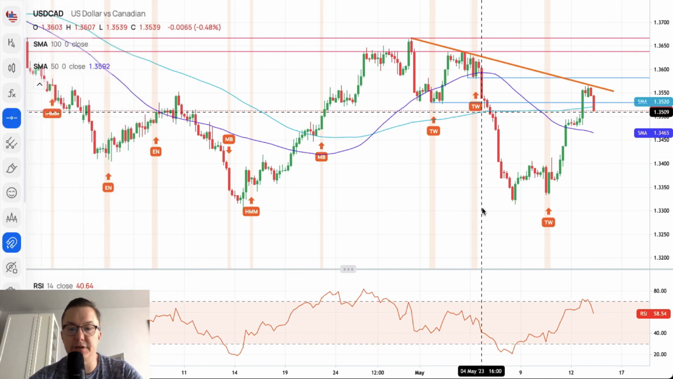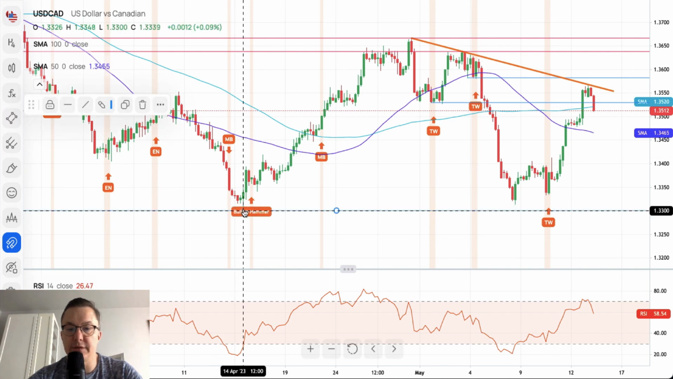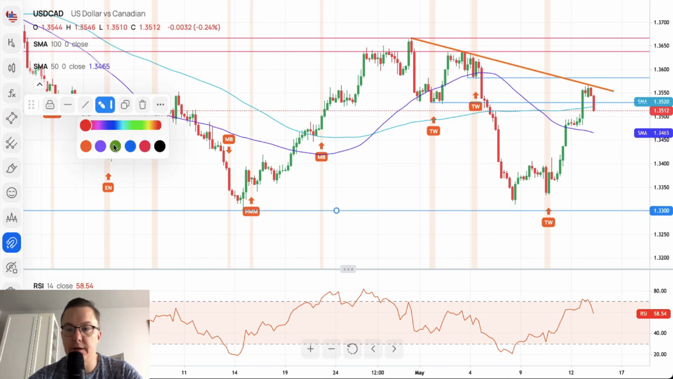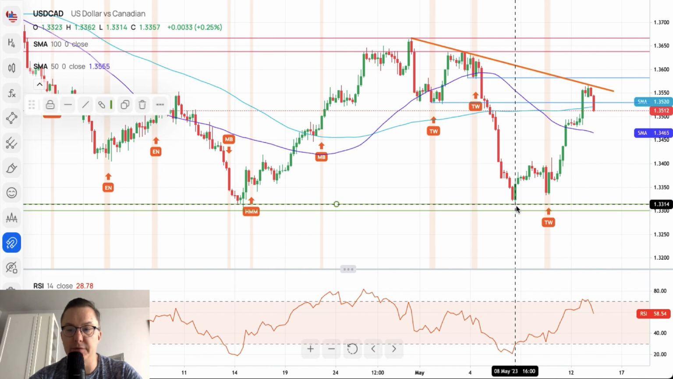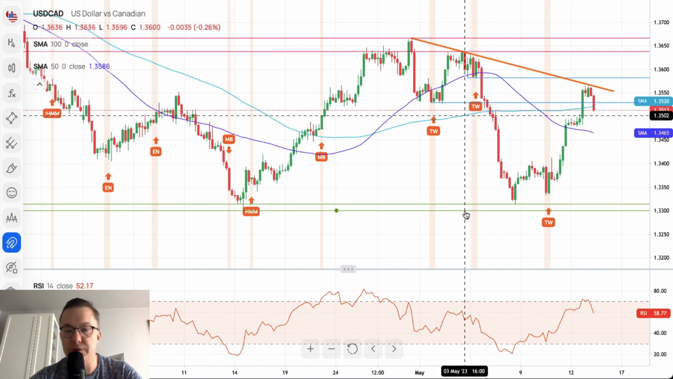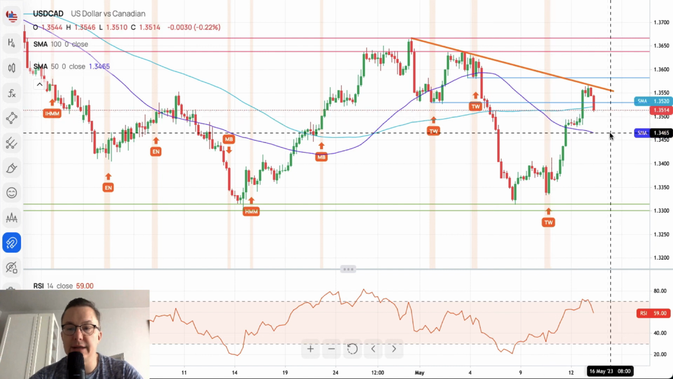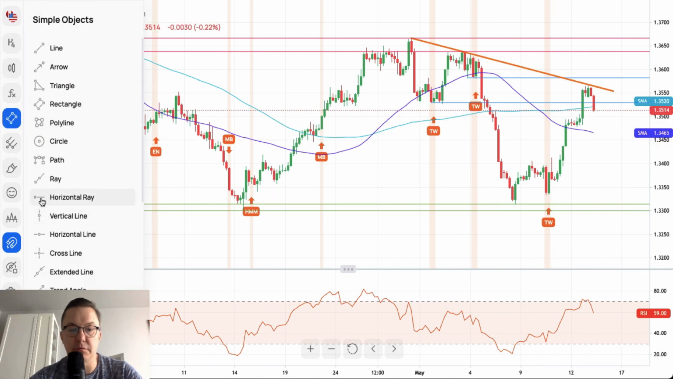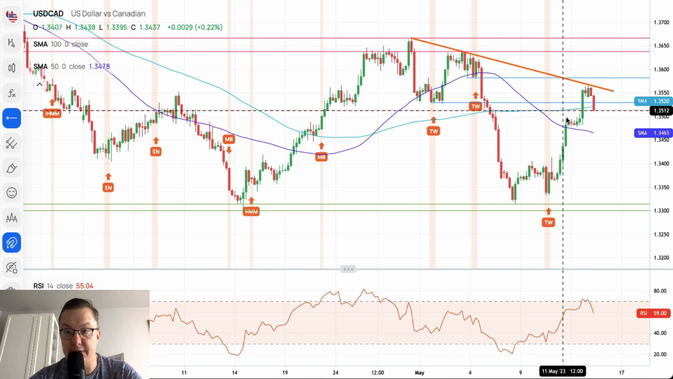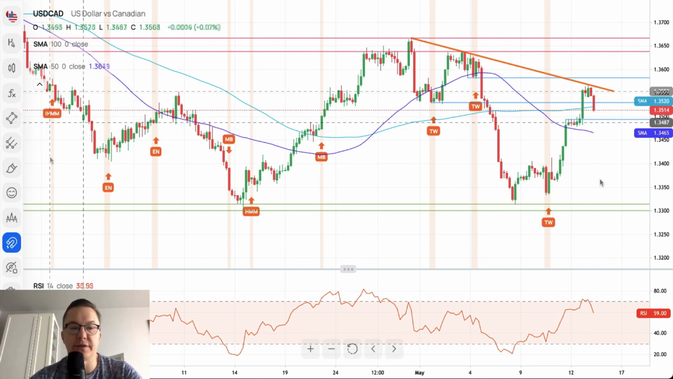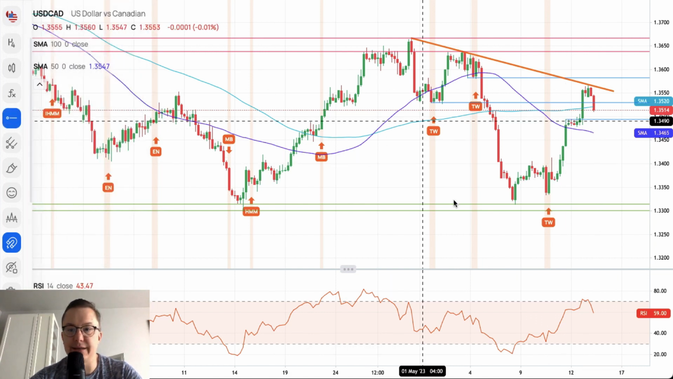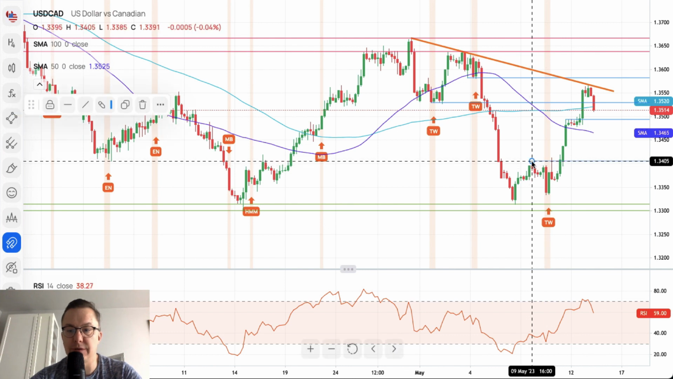The key technical support is of course at the bottom of this move, so that's the level here, 1.33. There is one more level if you take a look here from the lows made on the 8th of May, 1.3314, so that's only 14 pips away. Nevertheless, some intraday technical support might be helpful, and I think that the support should be found around 1.3493.